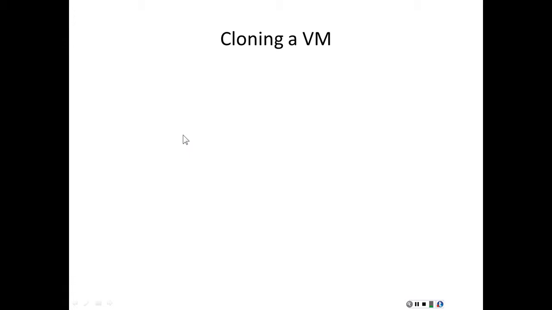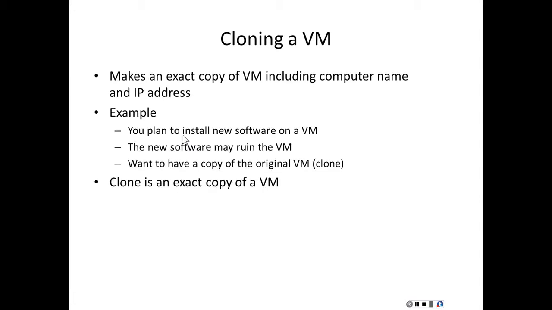Now let's look at cloning a virtual machine. Cloning makes an exact copy of a virtual machine, including computer name and IP address. For example, here's when you'd want to use a clone. You plan to install new software on the guest operating system on a virtual machine, and that software might completely ruin the virtual machine and the guest operating system in it. So, to protect yourself, you want to have a copy of the original, and that copy is called a clone. A clone is an exact copy of a virtual machine.